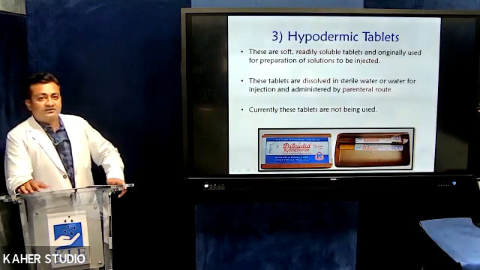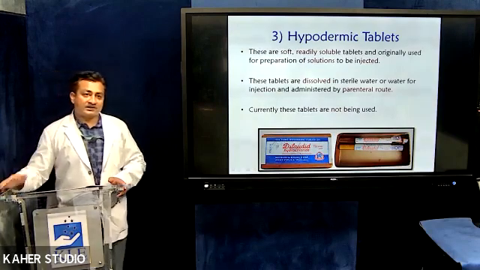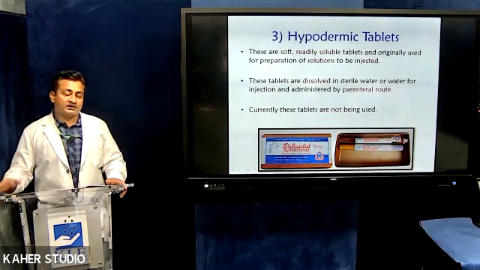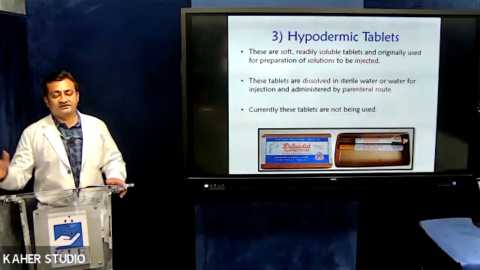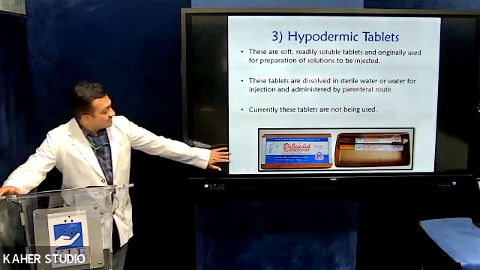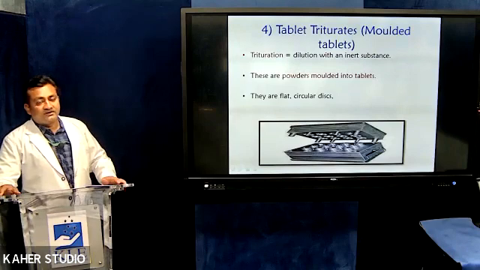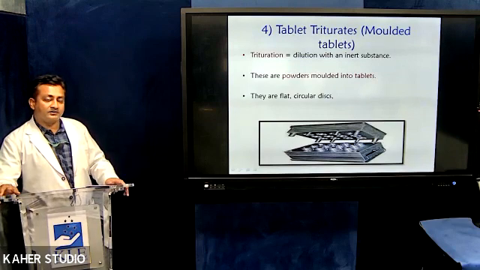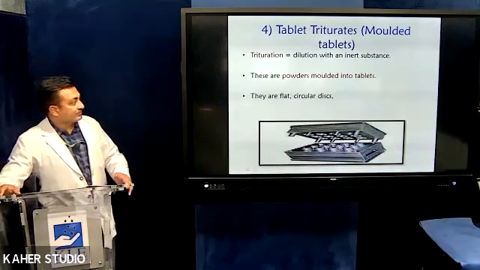Then hypodermic tablets. They are soft, readily soluble tablets originally used for preparation of solutions to be injected. Generally these tablets are dissolved in sterile water or water for injection, and then the injection is given to the patient. Currently these tablets are not being used, but sometimes they are required when the drug is not stable in the vehicle or sterile water for injection. So generally these tablets are used to prepare injectables.